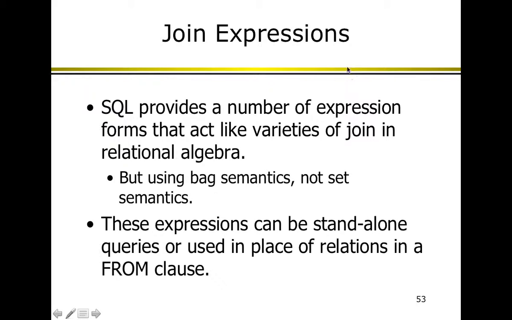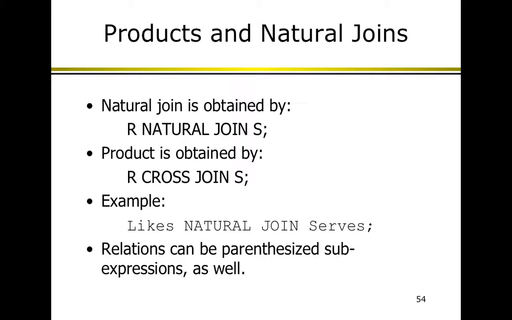But know that the join is used as an expression to put 2 tables together. It provides a number of expression forms using bag semantics, not set semantics. You don't really need to know that. Expressions can be standalone queries used in place of relations in the from clause. For example, we have a natural join, a cross join. And as an example, here's a syntax.